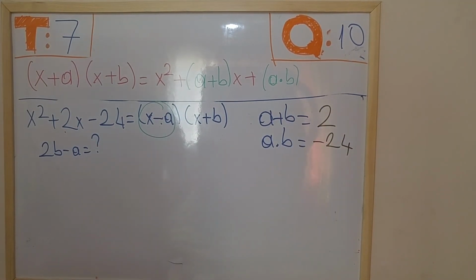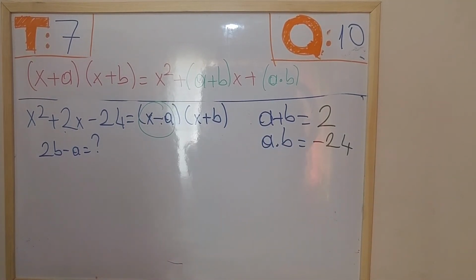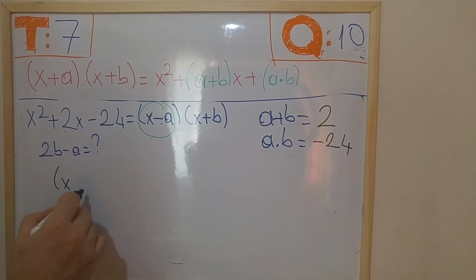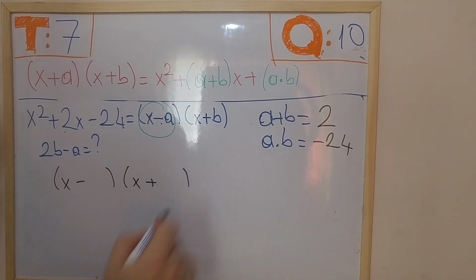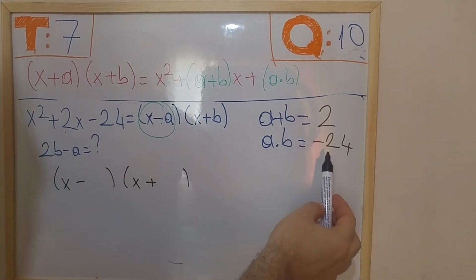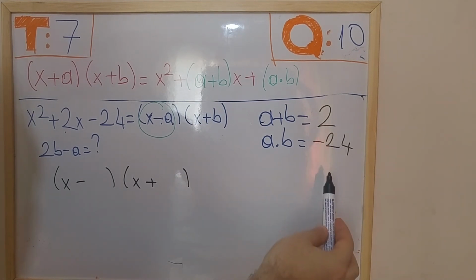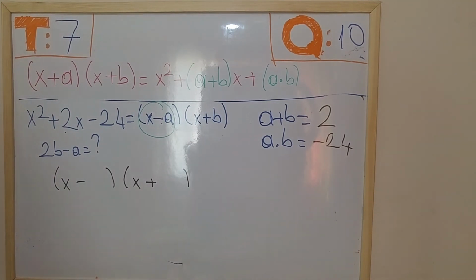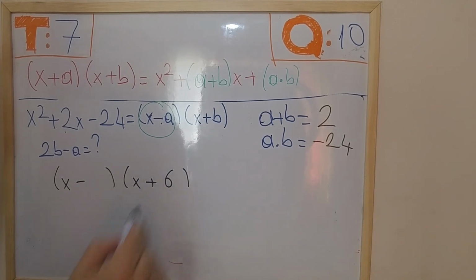And what we have here means that one of these numbers will be negative and the other one will be positive. Let's do it. x minus something and x plus something. As you see here, 24 can be reached by multiplying 6 and 4. 6 times 4 is equal to 24, and we have to choose their signs carefully in order to reach 2. And how can we do that? The greater one, 6, must be positive, and the smaller one must be negative, so that 6 minus 4 is equal to 2.